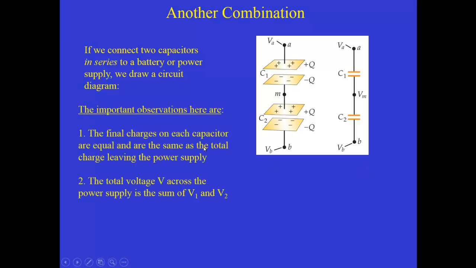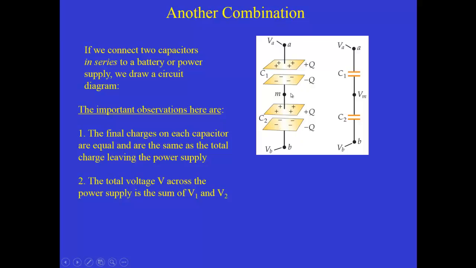What are the observations here? Well, think about what happens when we connect points A and B to a battery and close the switch. Charge begins to flow from the battery onto the top plate of the upper capacitor, and negative charge, if we imagine, just for the sake of argument, that positive and negative charges can both flow out of the battery, negative charge would come out and it would deposit itself on the lower plate of the bottom capacitor.